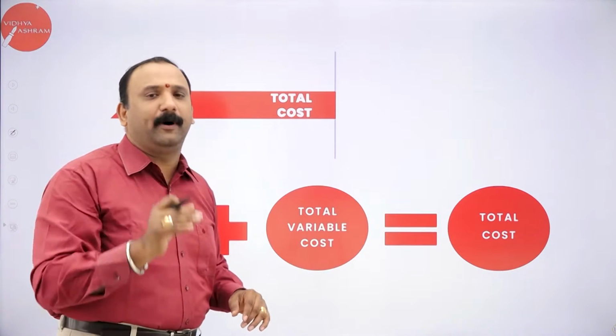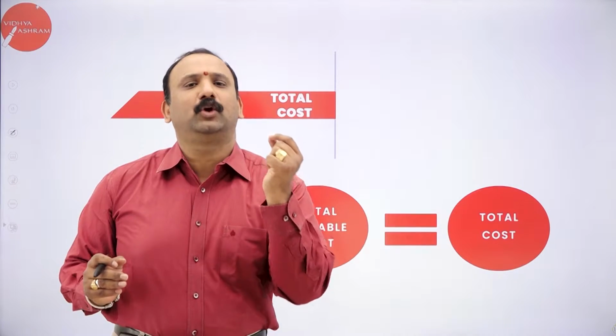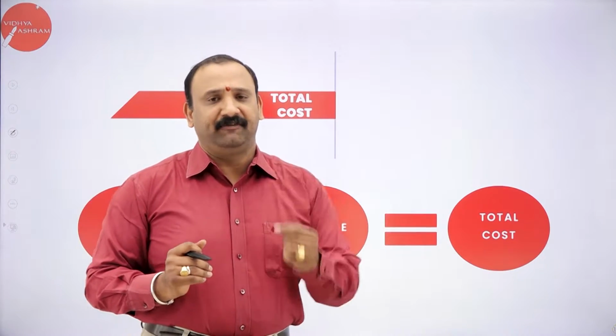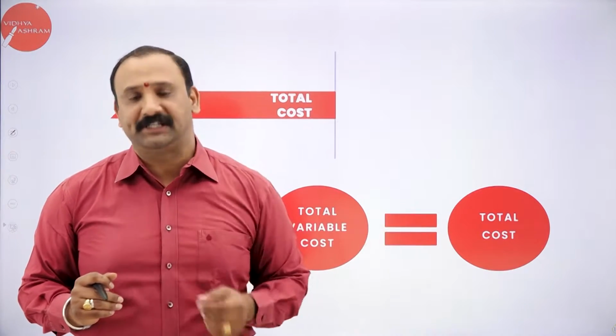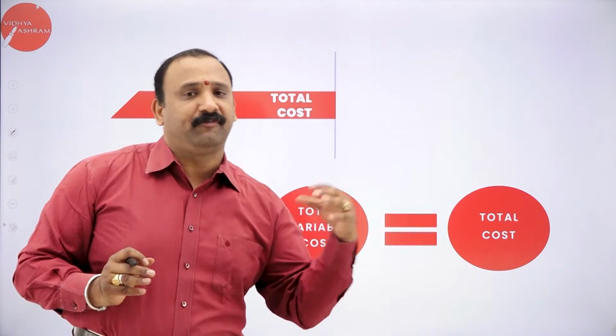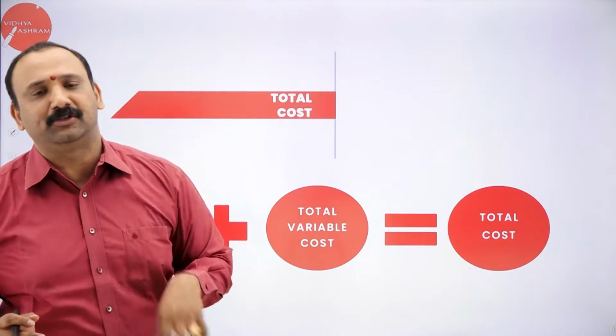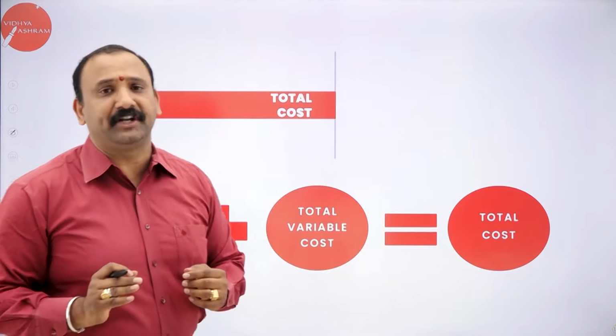Now when you talk about cost, normally, as I have told you, you just give one quantitative answer. If anybody asks you, what is the cost of a pen? You will say 10 rupees. Now that 10 rupees, you are not going to break up and say 5 rupees on variable, 5 rupees on fixed cost. That is not the way we answer in the general public.